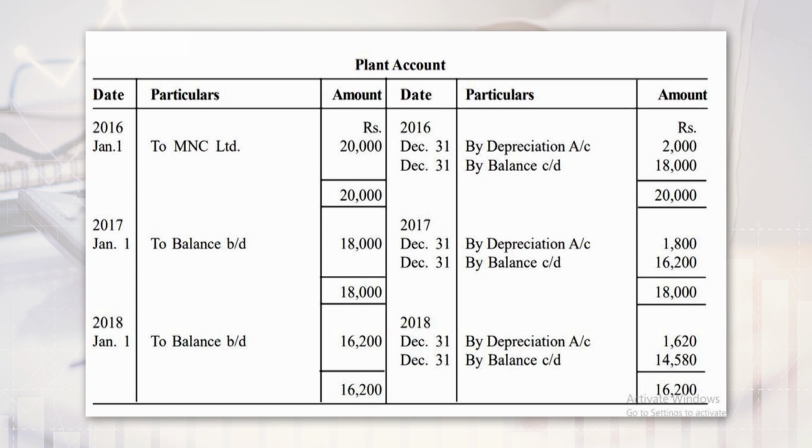So 18,000, 18,000, this is the total. This balance carried down will be brought forward in the beginning of the third year, to balance brought forward. Here by depreciation at the rate of 10% on 16,200, it is 1,620. By balance carried down, this is the balancing figure at the end of the third year. So total is 16,200, 16,200.